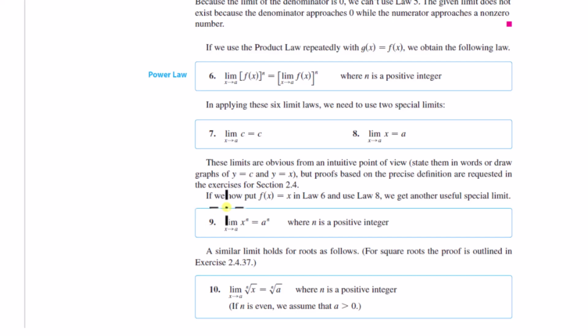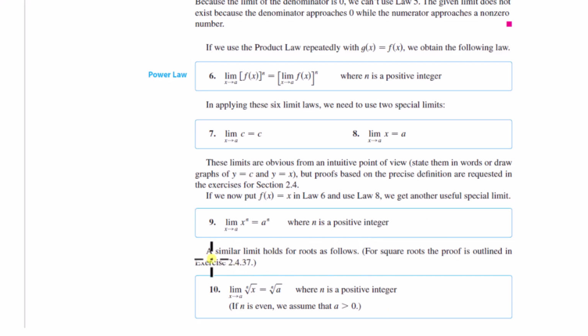Okay, now if we put f of x is equal to x into law 6 and use law 8, we get another useful special limit. So you take f of x is equal to x in law 6, and then use law 8. What you're going to get is the limit as x approaches a of x to the n. You can simplify that, because f of x is equal to x, as the limit as x approaches a of x, all of that to the n. Well, then the limit as x approaches a of x is equal to a, right? So you're left with a to the n, where once again n is a positive integer.